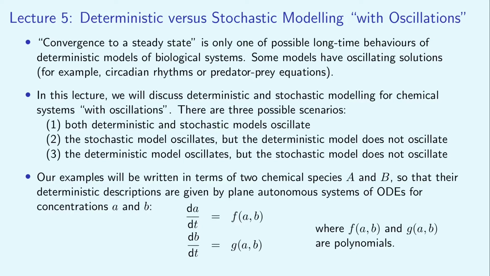Since a single ordinary differential equation cannot have oscillating solutions, we need at least two chemical species to get oscillations. In this lecture, all our illustrative examples will be written in terms of two chemical species A and B. Then, their deterministic description will be given by plain autonomous systems of ODEs for their concentrations, which have polynomials on the right-hand side.